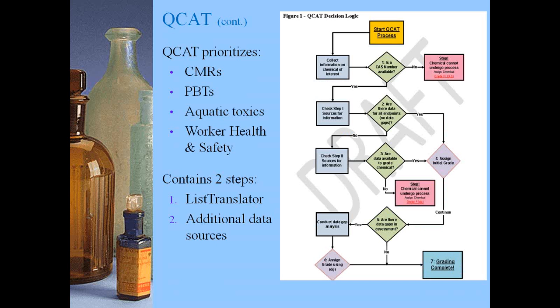I've gone through this. One thing that I did want to show is that there are flow diagrams throughout it as well to help you evaluate the process. It does show, for example, the second blue box down on the left says check step 1 sources for information. And if you find in the list translator that a chemical has been identified as a problem, say for carcinogenicity or mutagenicity or one of the hazard endpoints that QCAT looks at, there's no reason for you to look any further, because if it's been identified as a serious enough carcinogen, it doesn't matter what the rest of them are. It's a problem. You shouldn't be using it.